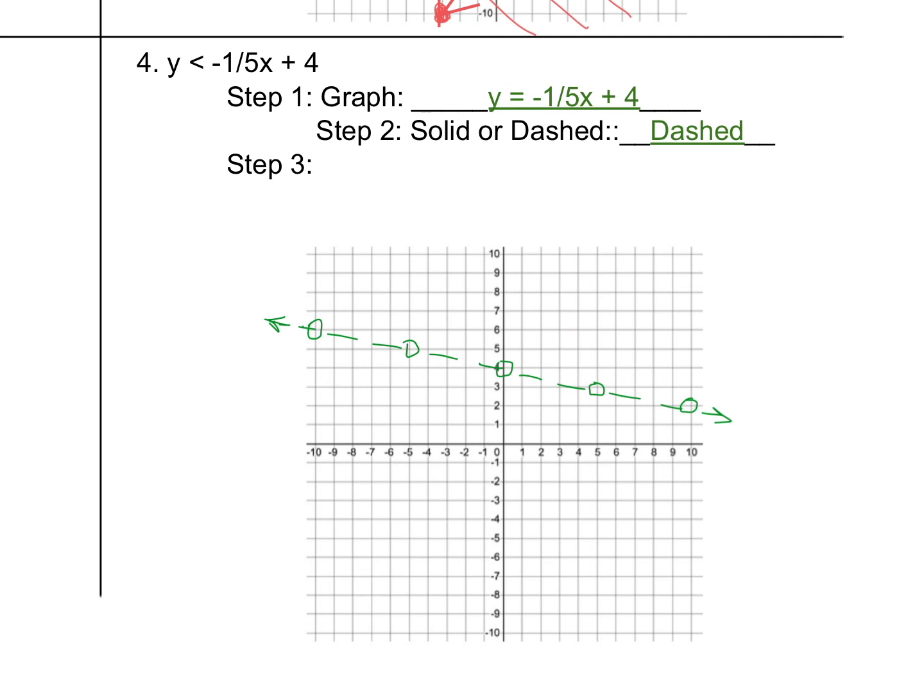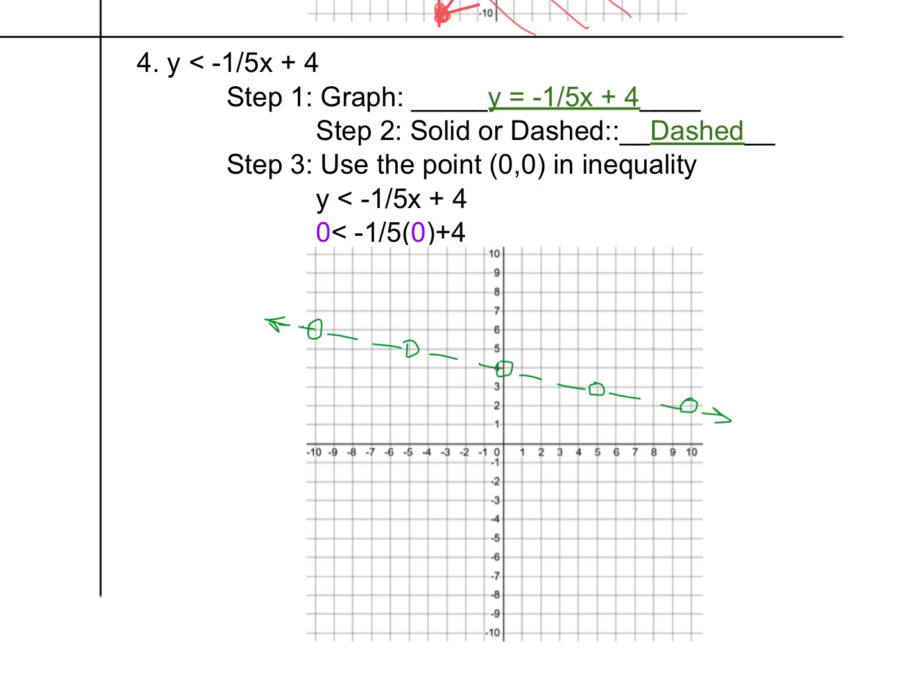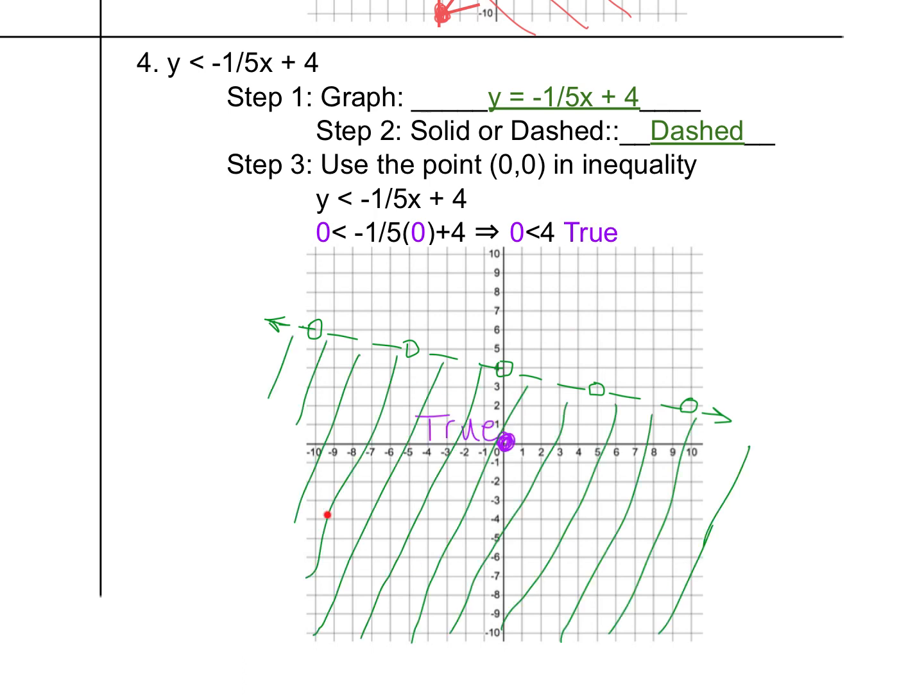And now we need to plug in a point not on that line. If you haven't done so already, try a point not on that line and see which side you should shade. You might already have an idea what that might be, but just verify it. I, of course, decided to go with 0, 0 and plug that in place of y and in place of x to give me 0 less than negative 1 over 5 multiplied by 0 plus 4. That gives us 0 is supposed to be less than 4. Is that true or is that false? We see that that is true, thus we're going to shade below the line on the true side.